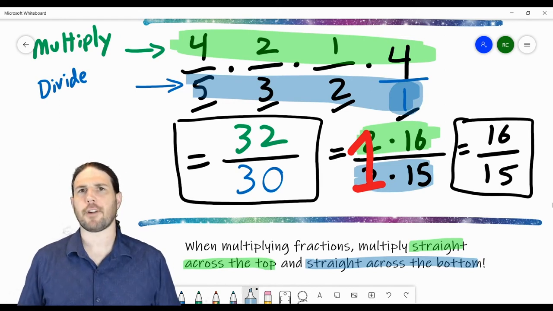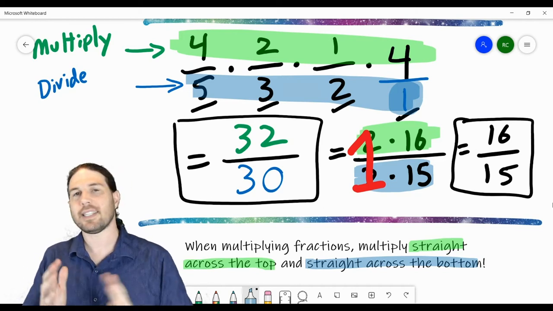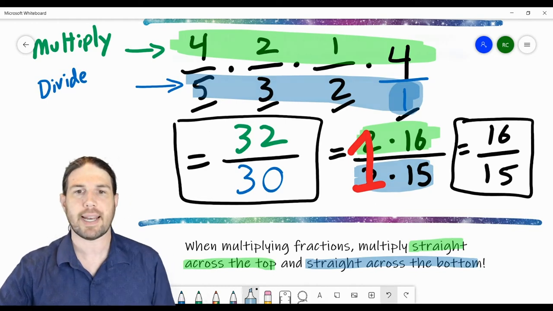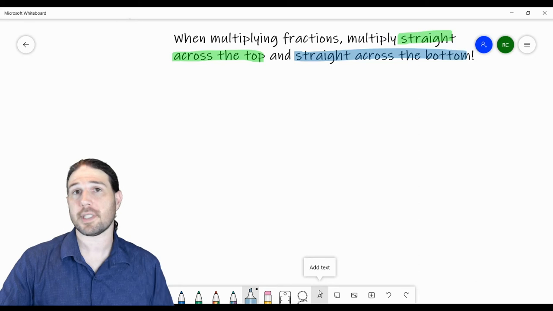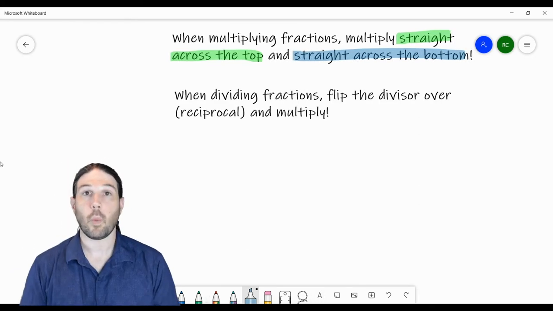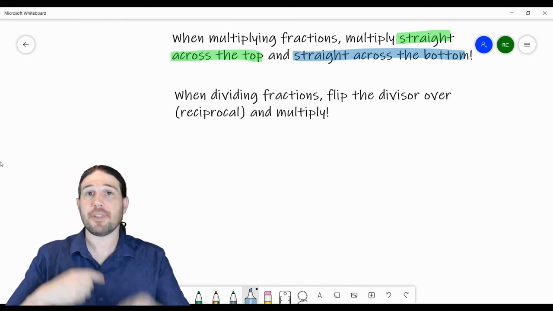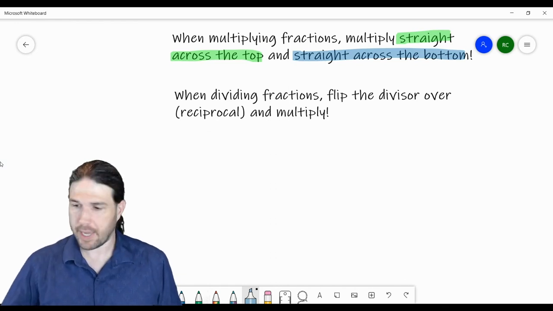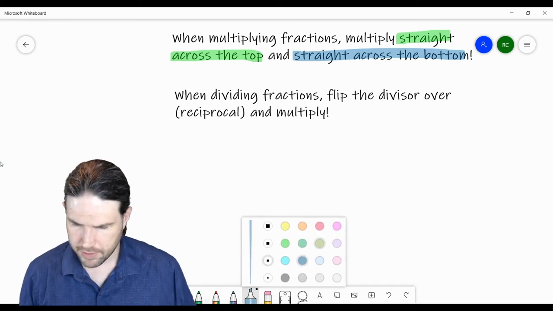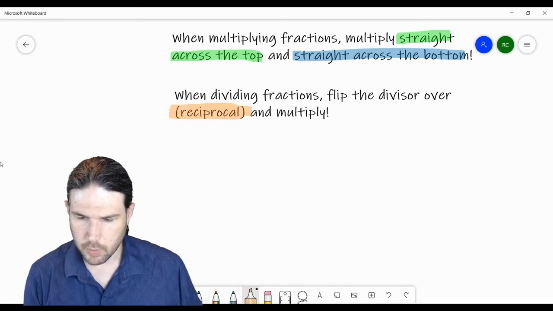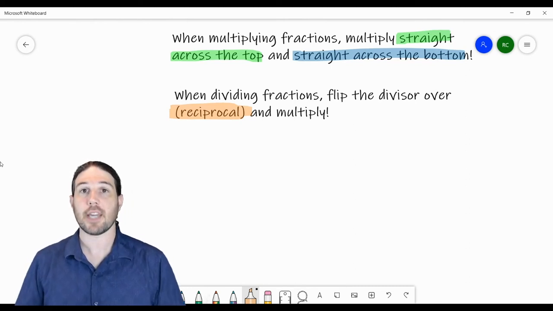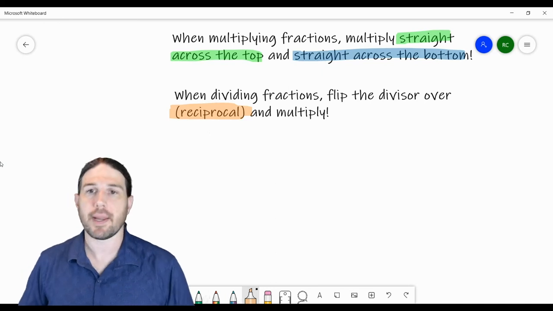So that's multiplying fractions, but what about dividing? I keep talking about dividing like it's the same and yet different from multiplication, and I haven't really done a good job of explaining that yet, so let's do that right now. Now, the rule looks something like this. When dividing fractions, we flip the divisor over, and I'll show you what that means in a moment, and we multiply, okay? I also want you to take note of this word reciprocal, because we're going to be using that a lot. Reciprocal is kind of like negative in that it's the opposite from a multiplication standpoint, okay?